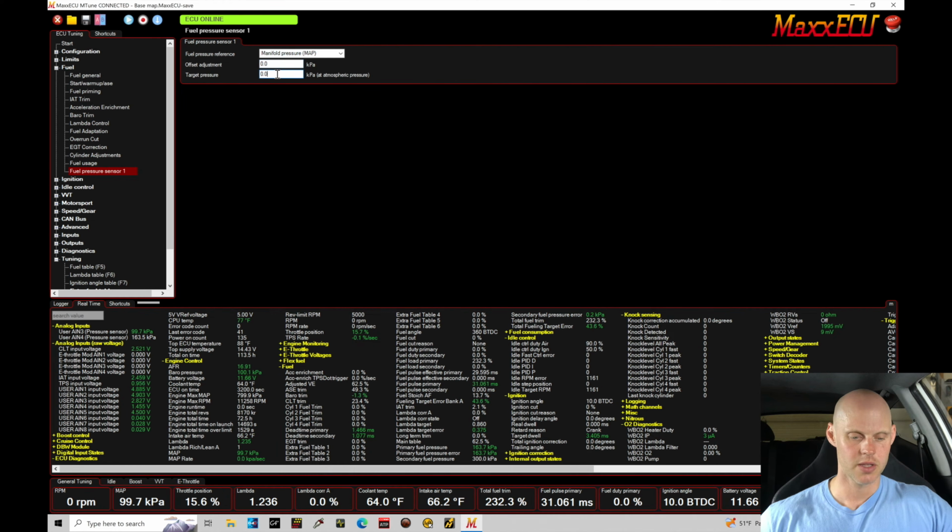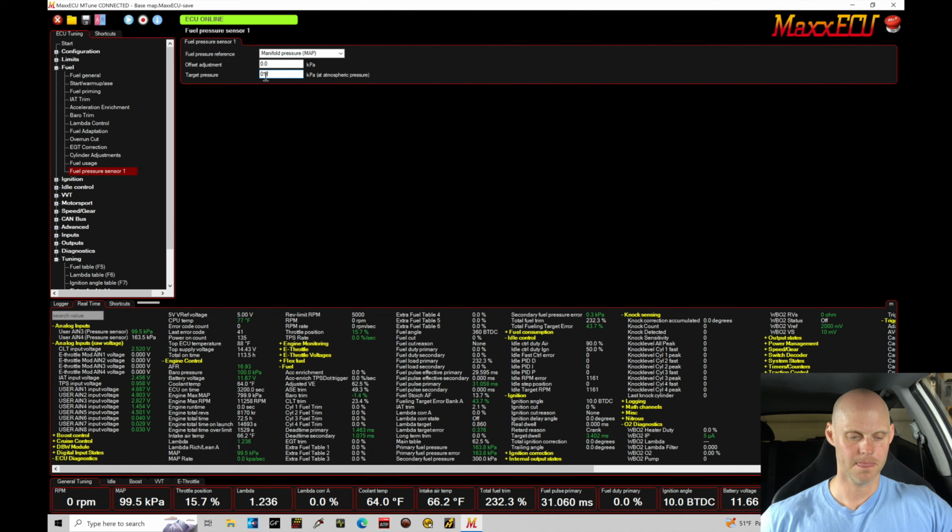Target pressure at atmospheric pressure is what we want our target fuel pressure to be, and it's used for the fuel pressure differential calculations. In this case, with key on engine off right now, we can see we're at atmospheric pressure.